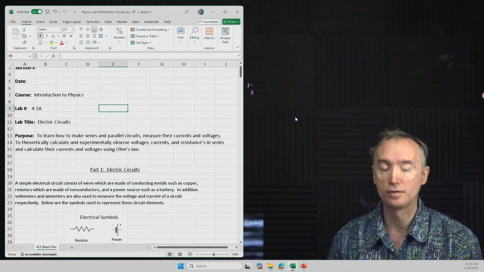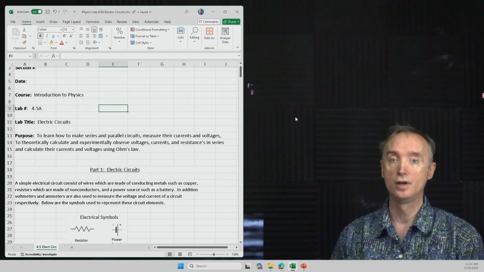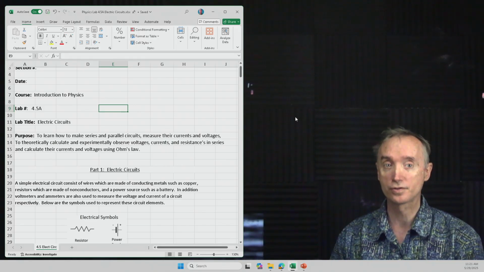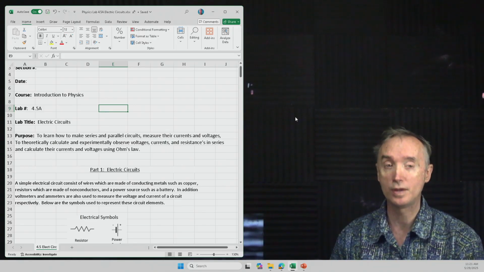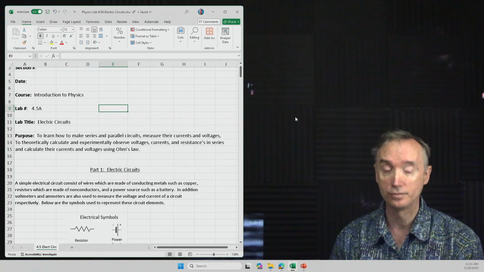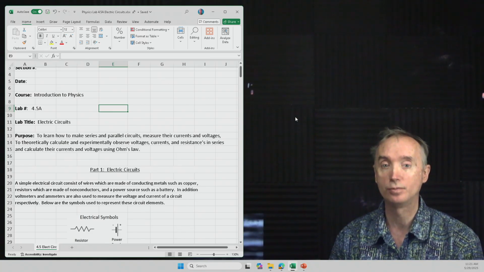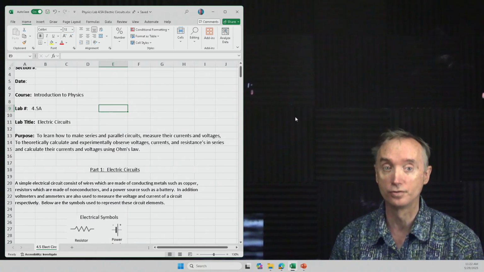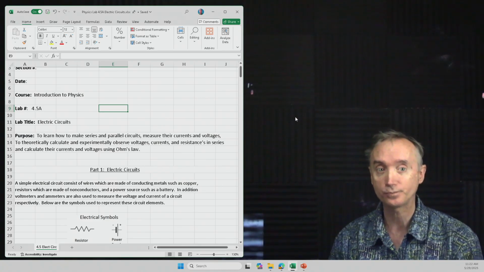So the purpose of the lab is to be able to draw electrical circuits and then to be able to measure them using an ammeter and a voltmeter, and then also to be able to calculate what the currents and voltages ought to be in those circuits using Ohm's law.